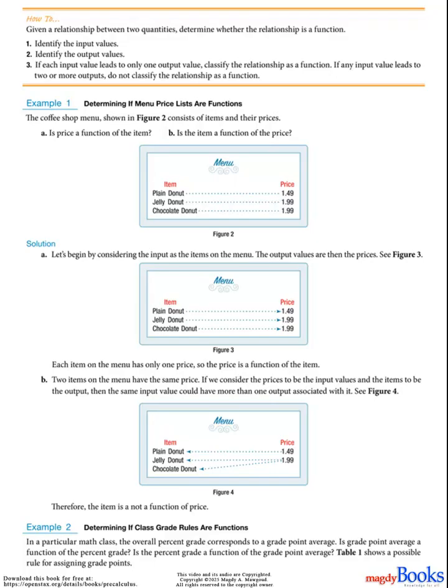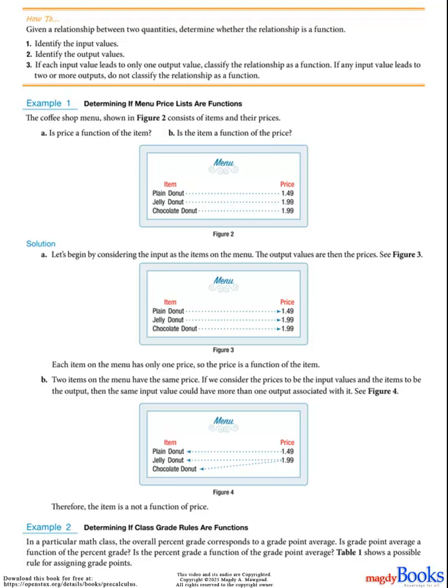Example 1. Determining if menu price lists are functions. The coffee shop menu, shown in Figure 2, consists of items and their prices. A. Is price a function of the item? B. Is the item a function of the price? Figure 2. Menu. Item. Price. Plain donut, 1.49. Jelly donut, 1.99. Chocolate donut, 1.99. Solution. A. Let's begin by considering the input as the items on the menu.